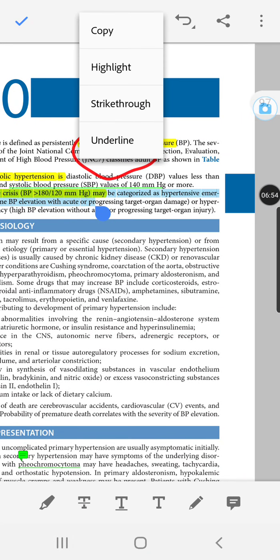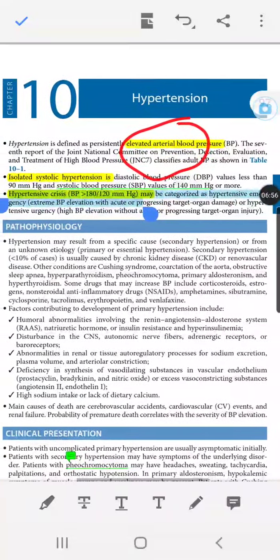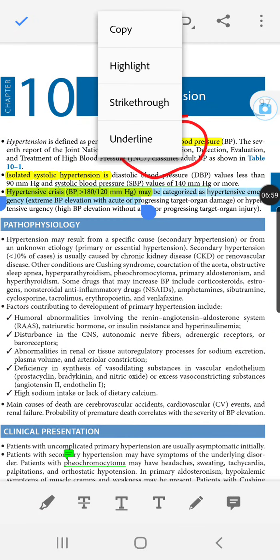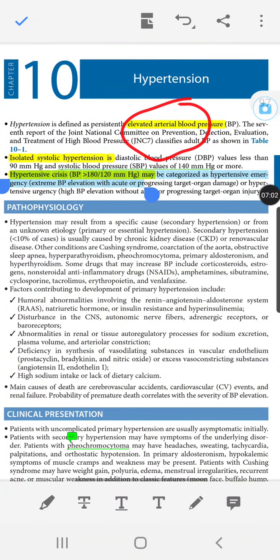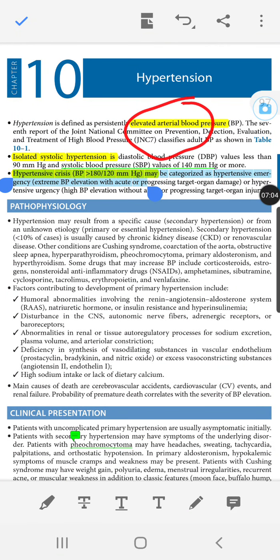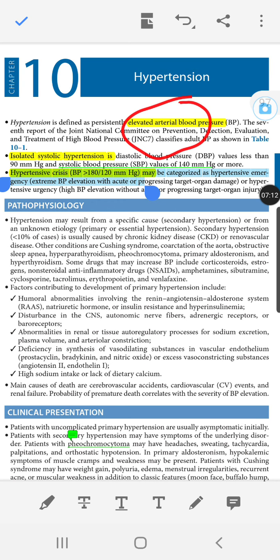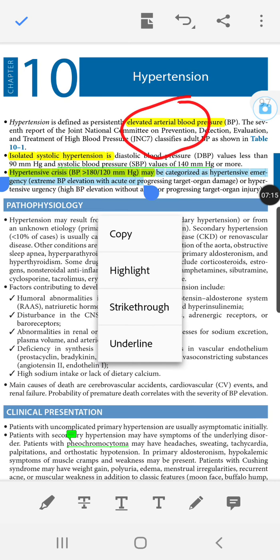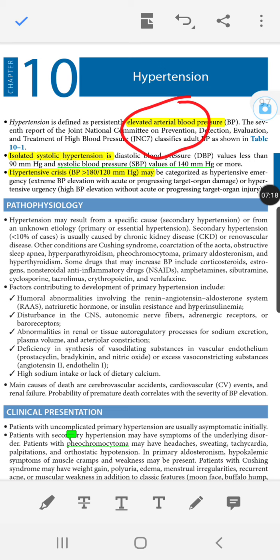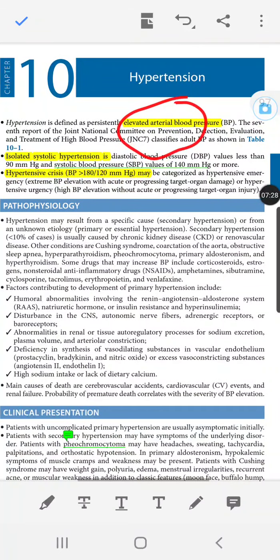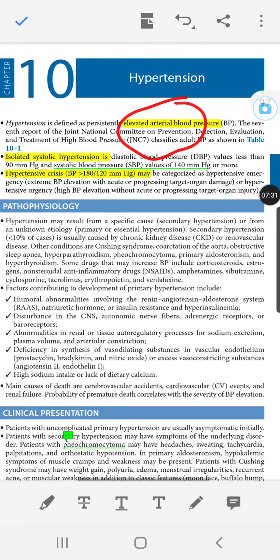So here they can be categorized as a hypertensive emergency, extreme blood pressure elevation with acute or progressive target organ damage. When the blood pressure reaches this point, like 180 by 120, your organs can be damaged. Or hypertensive urgency, which means a high blood pressure without acute or progressive target organ injury. There are two conditions: maybe the organs are damaged, maybe not, but in both cases this is an emergency or urgency condition.